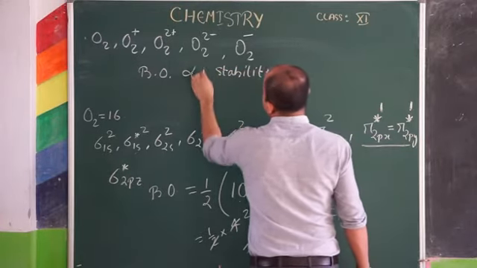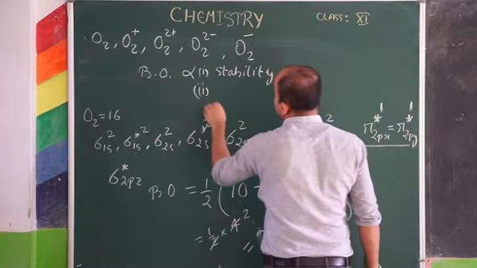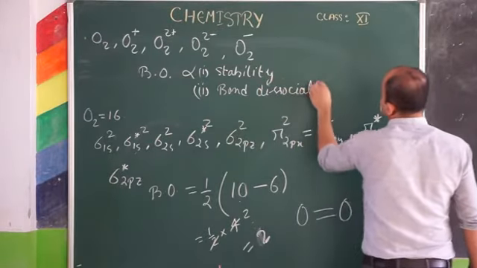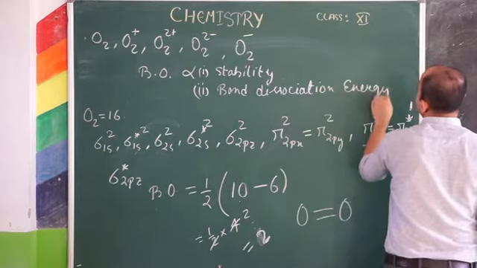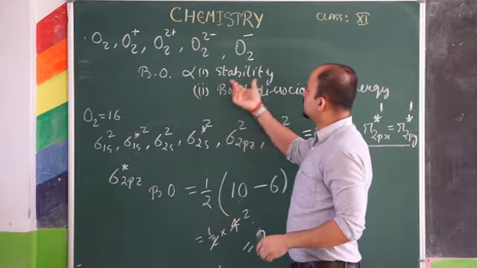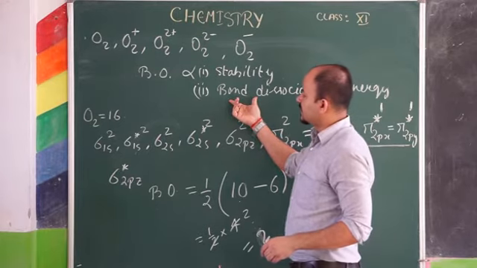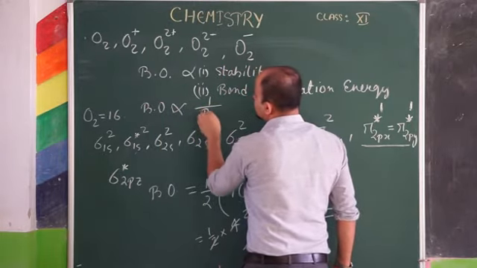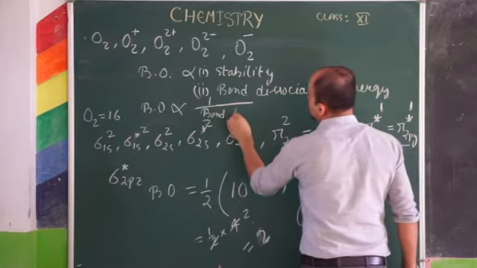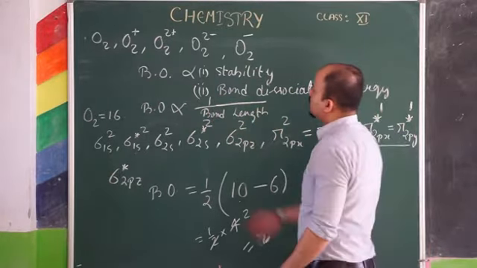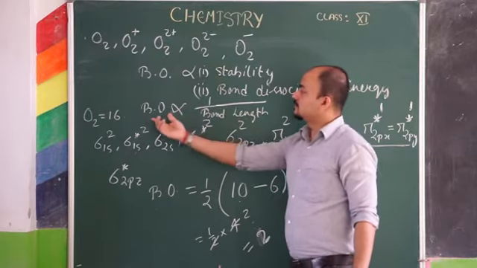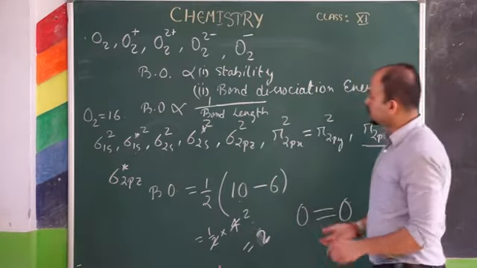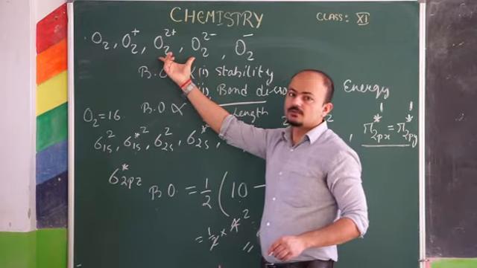And it is also directly proportional to bond dissociation energy. That means the higher the bond order, the higher the stability, and the higher the bond dissociation energy. And bond order is inversely proportional to bond length. Please remember these 3 points, okay? They can ask you based on any of these 3. So if you have a higher bond order, its bond length will be lower. Hope this is understood.